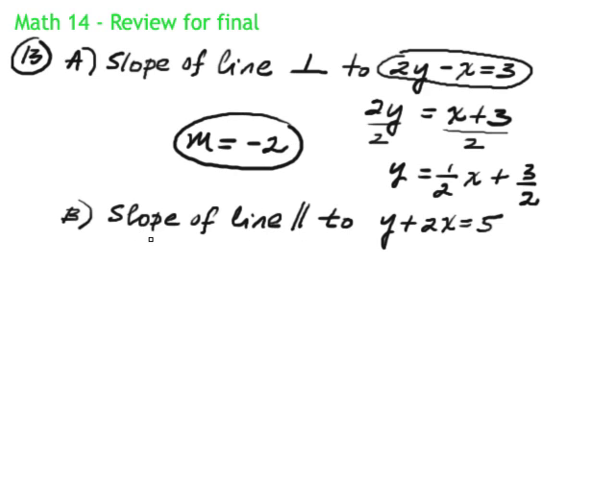Alright, now we want the slope of a line that's parallel to this line. Parallel lines have equal slopes. Okay, so if we put this in the form y equals mx plus b, we'll be able to see its slope. So just subtract 2x from both sides, so we have y is equal to minus 2x plus 5. And so we see that the slope is minus 2.